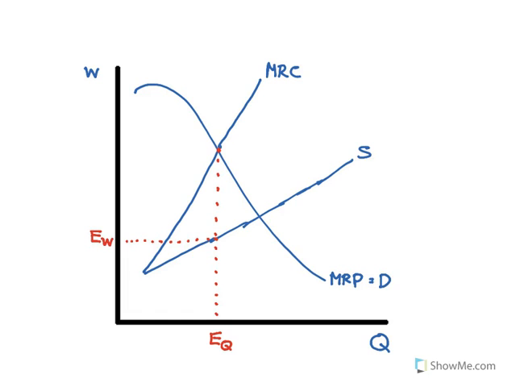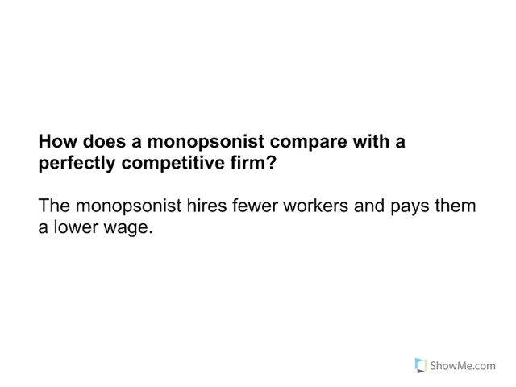One last thing is comparing monopsony with perfect competition. In doing so, we're going to notice here that the monopsonist hires fewer workers and pays them a lower wage. And that's how they're able to do that. They're like, hey, listen, why don't we restrict the number of workers we hire? We'll pay them less, and that will keep our costs down.